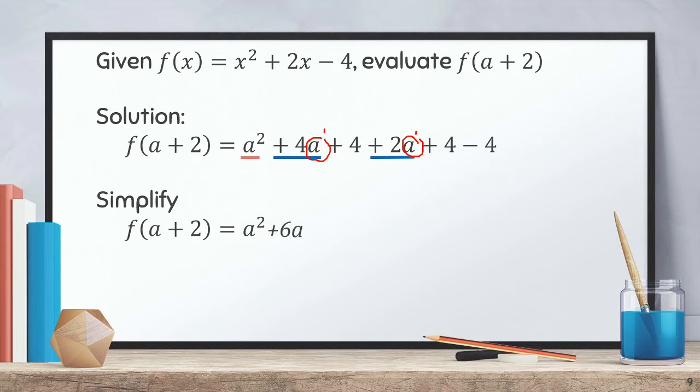And then, we have constants. When we say constant, it has no accompanying variable. So we have 4 plus 4 minus 4. What is 4 plus 4 minus 4? The answer is 4. And there you have it. So f of a plus 2 equals a squared plus 6a plus 4.